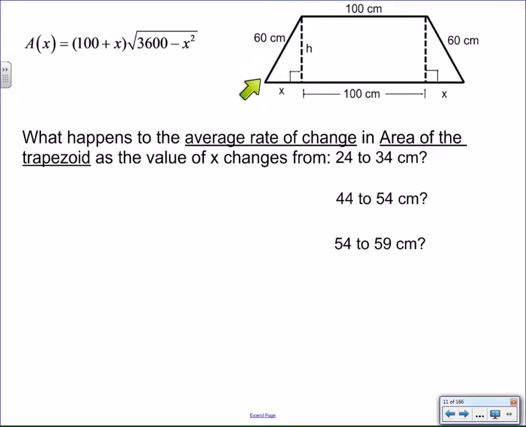And as a result, whenever the shape changes, if I make x bigger, it's going to be a shorter trapezoid. It's going to have a different area. So this function right here will tell me the area of the trapezoid depending on which values I choose for the base x.